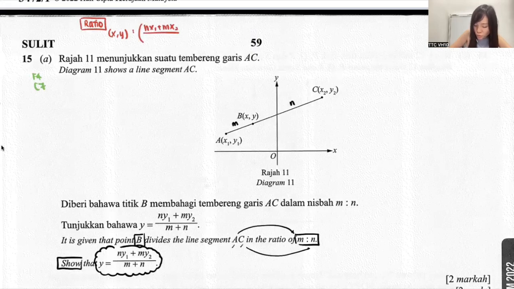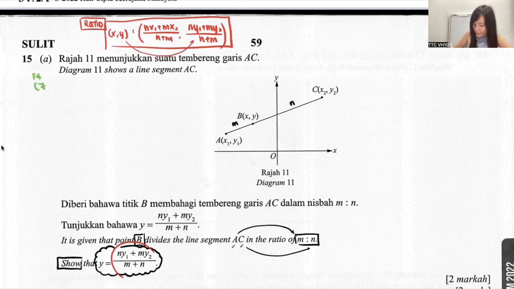nx1 plus mx2 over n plus m. ny1 plus my2 over n plus m. Exactly this formula. So the moment they ask me to show, do you realize they asked me to show the y part? Correct? So actually it's the same as deriving it. So this paper one itself has 3 derive questions. Okay, guys, all see that? So they actually want you to derive this. So this derivation is also very standardized.